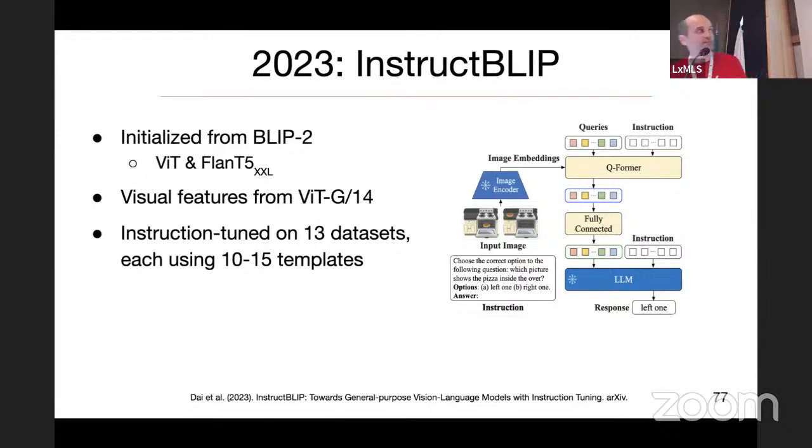And the way that the model works here is we have this input image, which is embedded through a frozen image encoder. And then they have a layer that they call a Q-former.